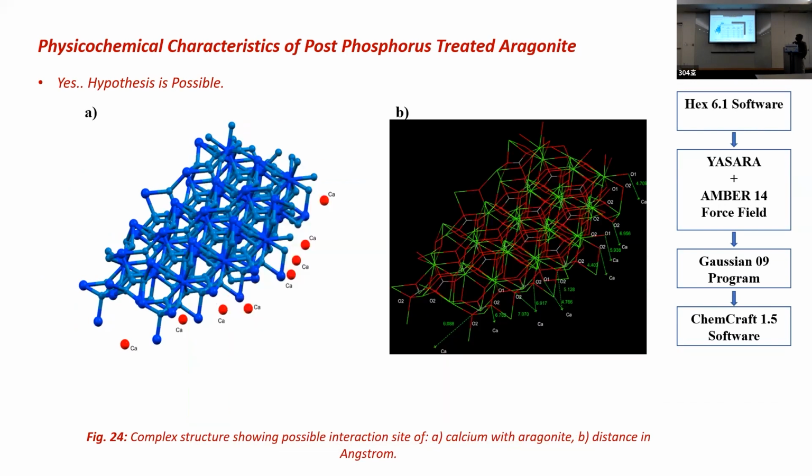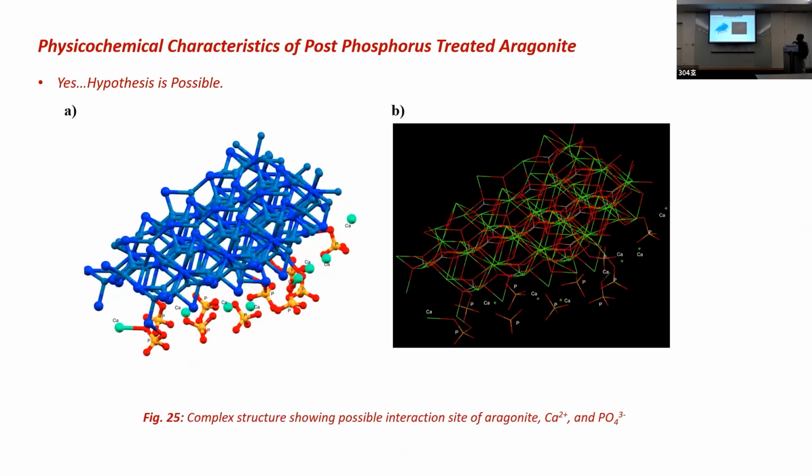We know that, as I already mentioned, calcium ions are adsorbed on the surface. So of course, they will not be very stable. Almost, we can say that they can be dissolved as well. And then finally, I tried to show that those adsorbed calcium ions can further interact with the phosphorus.